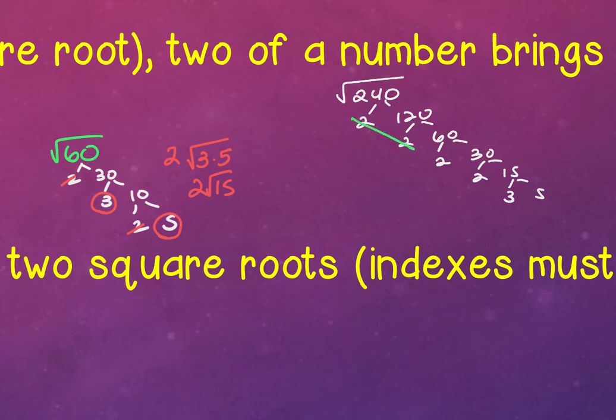Here's one pair of 2s, so a 2's going to the outside. Here's the second pair of 2s, another 2's going to the outside. The 3 and the 5 don't have a match, so this ends up being 4 square root 15.